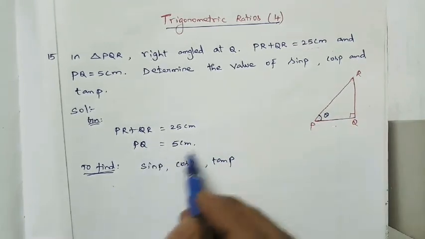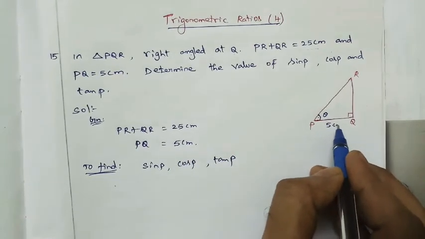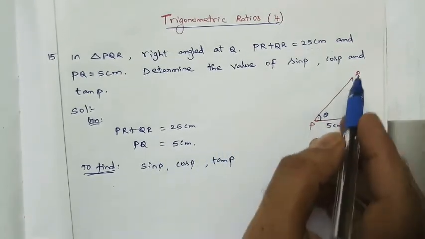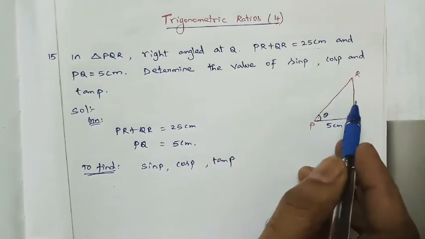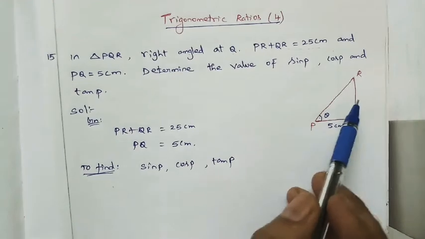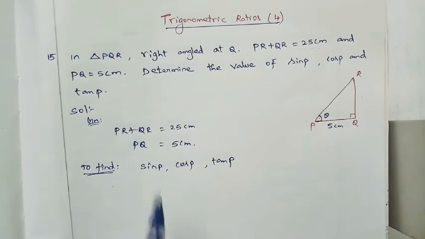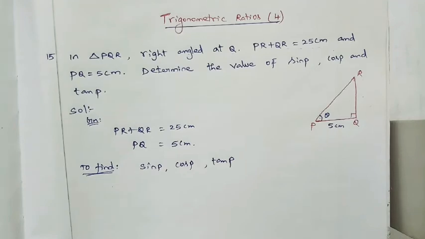In the given data, we know that PQ equal to 5 centimeter, that is nothing but the adjacent side equal to 5 centimeter. But we don't know the opposite side and hypotenuse. But they have given a clue for finding them, that is the sum of the two sides, 25 centimeter. Opposite side plus hypotenuse is equal to 25 centimeter.